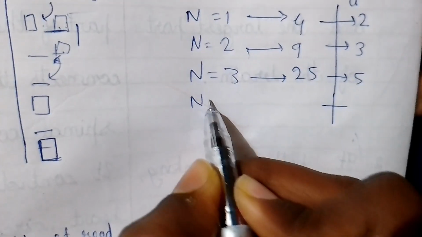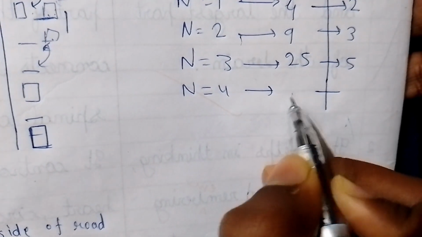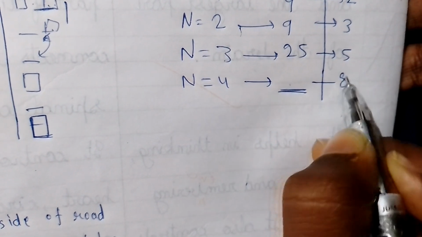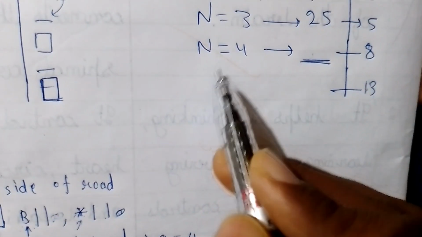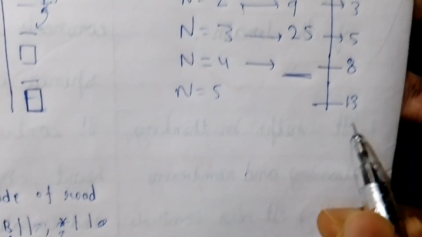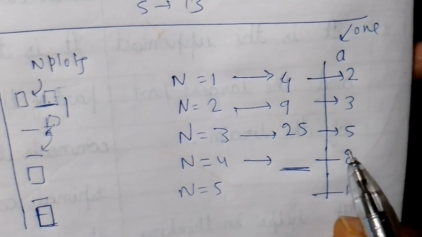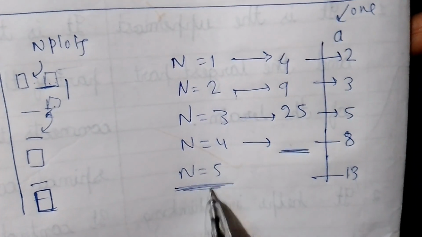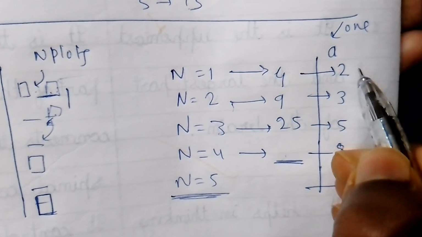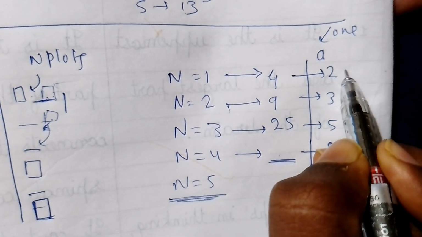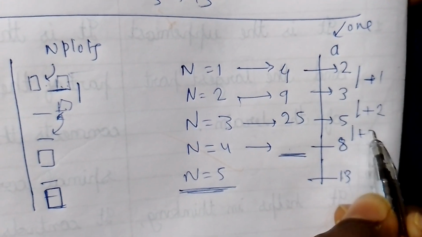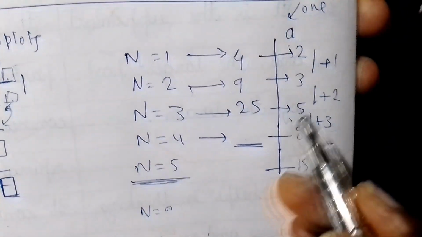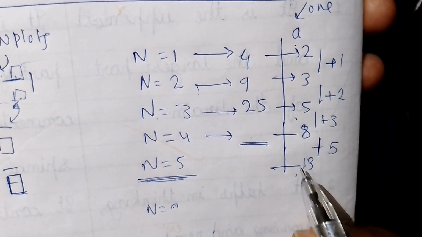Okay, for n equal to 4, what is going to be here? So here is going to be 8 and this is 13. I am not explaining n equal to 5 because this is going to be a time-taking process, so I have written all the answers that are going to come for n equal to 5. Okay, so here you can see the combination series, that is plus 1, plus 2, plus 3, and this is making a Fibonacci series: 2, 3, 5, 8 and 13.